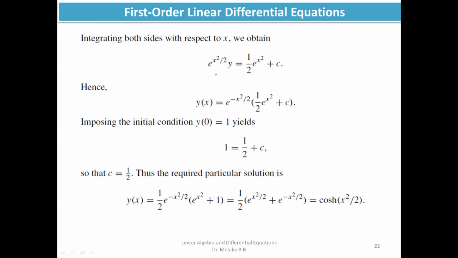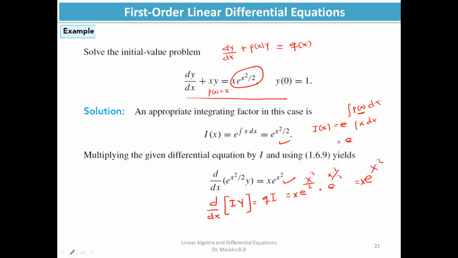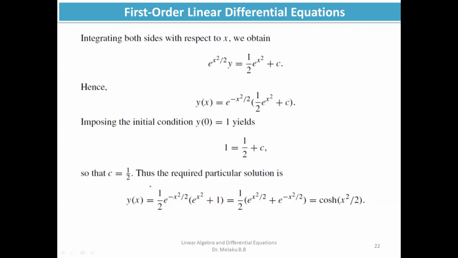So integrating both sides, you'll obtain e raised x squared over 2 times y, which is half times e raised x squared. How? The integration of x e raised x squared dx is easy. You can use the substitution u equal to x squared, so du by dx will be 2x. Then upon substituting here, it will be easy to find the solution.